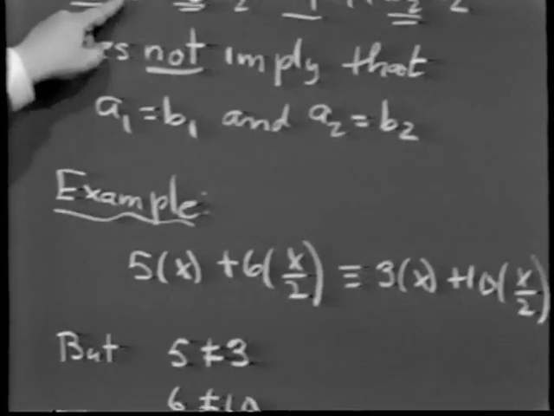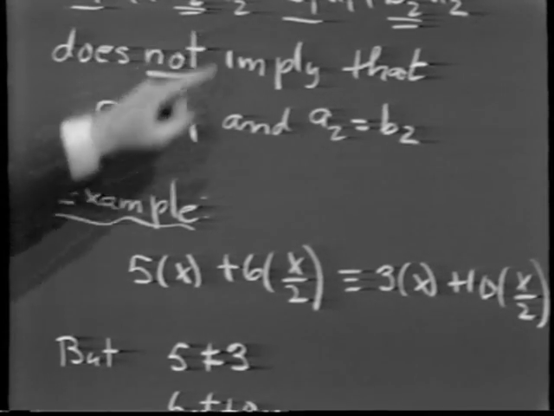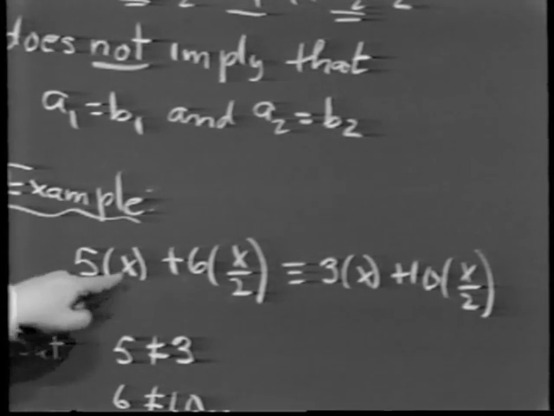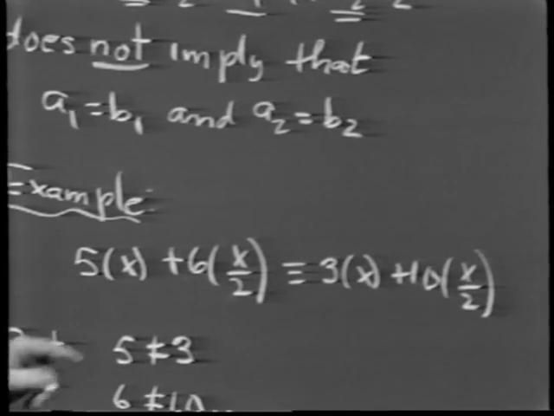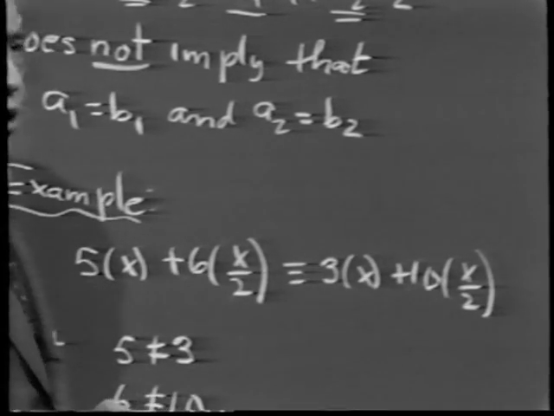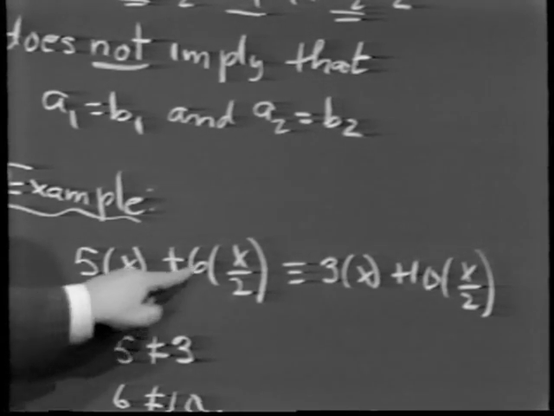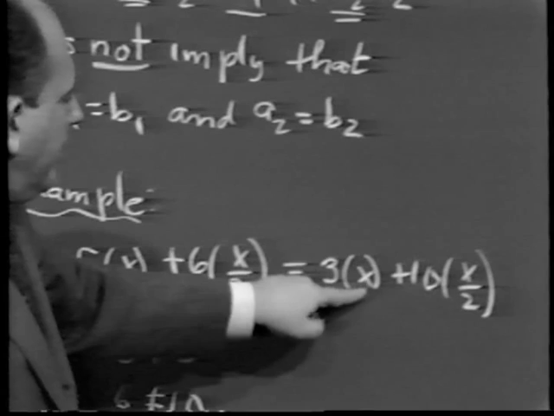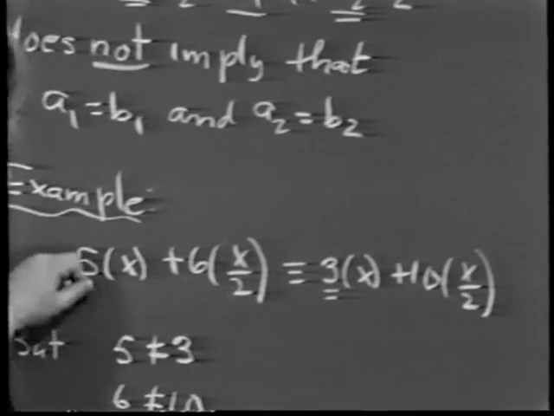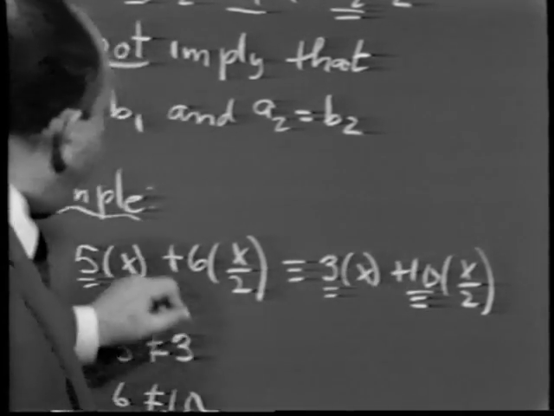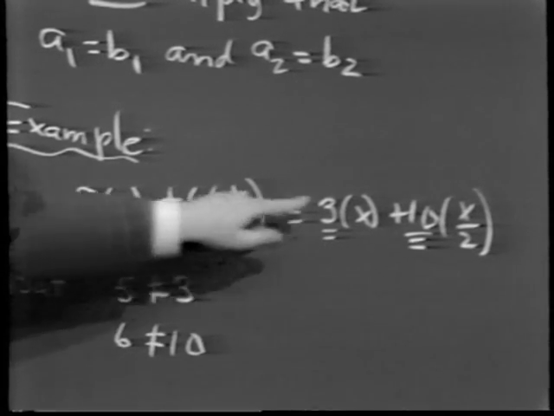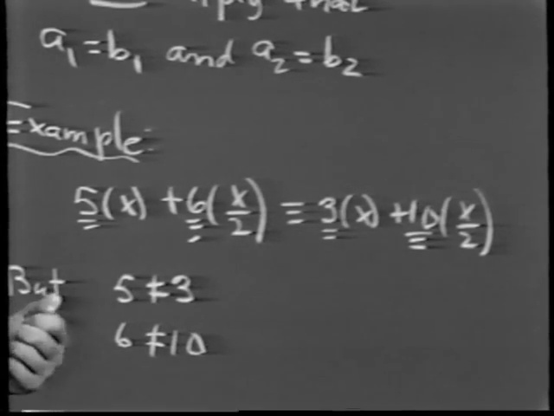And I think the best way to do that is by means of an example. For example, in this general expression, let u1 equal x and let u2 be x over 2. Look at the expression 5x plus 6 times x over 2. That's 5x plus 3x, which is 8x. Look at 3x plus 10 times x over 2. That's 3x plus 5x, which is also 8x. In other words, 5 times x plus 6 times x over 2 is identically equal to 3 times x plus 10 times x over 2. Yet you can't say, therefore, the coefficients of x must be equal and the coefficients of x over 2 must be equal. In fact, if you said that, you'd be saying that 5 is equal to 3 and 6 is equal to 10, which of course is not true.